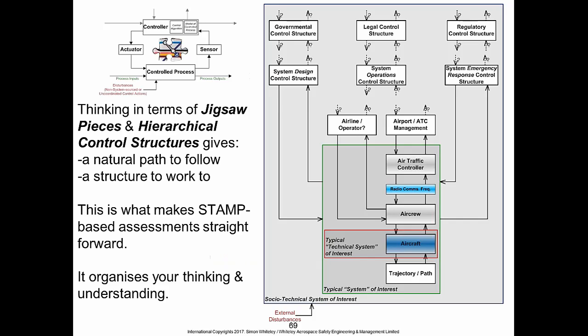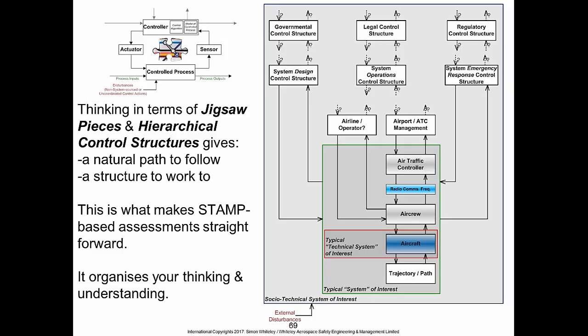So thinking in terms of jigsaw pieces and control structures, for me it gives a natural path to follow and a structure to work to, and for me that's what makes STAMP-based safety assessment so straightforward, because it leads the analyst, it leads the person to uncover what the control structure is, what important jigsaw pieces there are, and fundamentally how they fit together. It really organises your thinking and understanding.